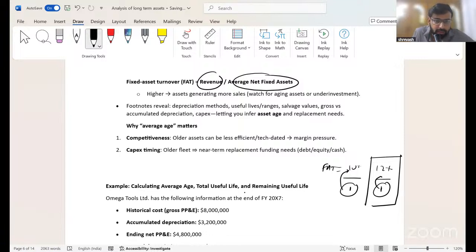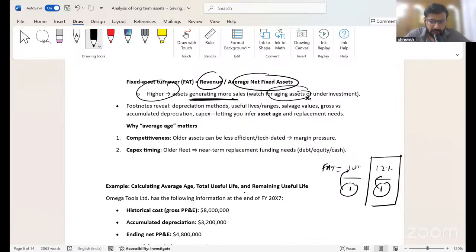So higher, the better it is. Why? Because it ultimately tells us that your assets are generating more sales. But you have to also watch out for how aged your assets are. Sir, what do you mean by that? We'll have a discussion on that, don't worry.